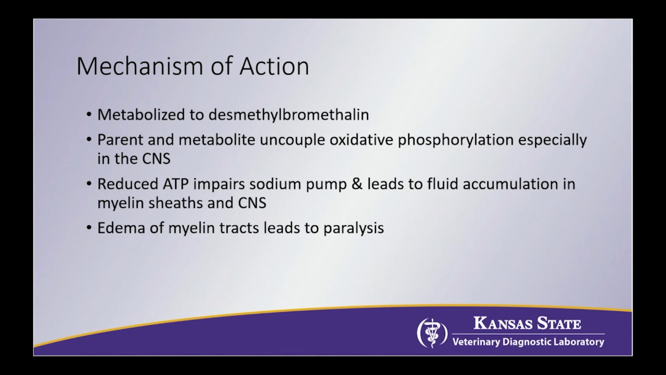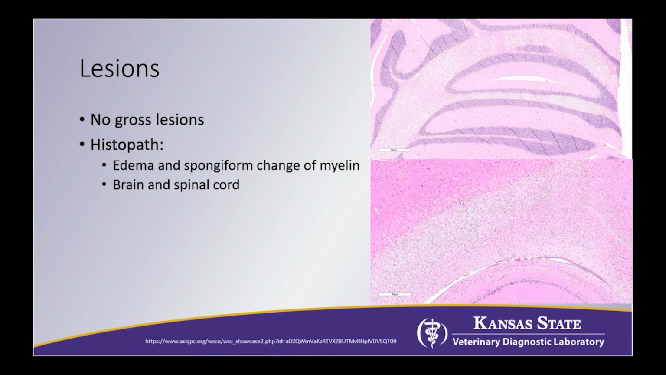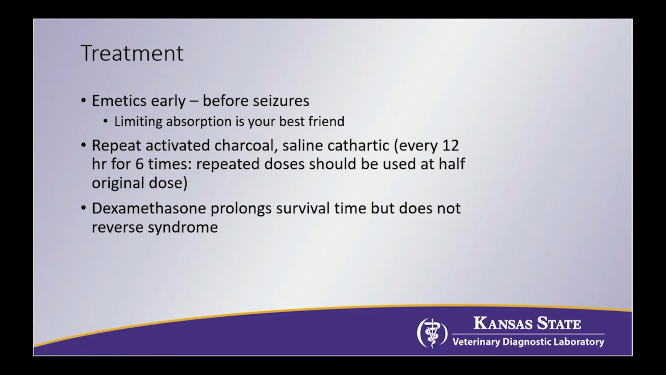The compound we look at if we think we had exposure to bromethalin is desmethylbromethalin. So that's in our lab. When we get samples in to look at, that's the compound we're looking at. So we've got instrumentation that we can look at from the bait that you have or tissues from the animal to see if that's what the cause of the problem was. And the lesions, again, CNS, malacia, edema, spongiform encephalopathies. If an animal dies, if we have brain for histopath, that's a helpful histopath finding to make the diagnosis.